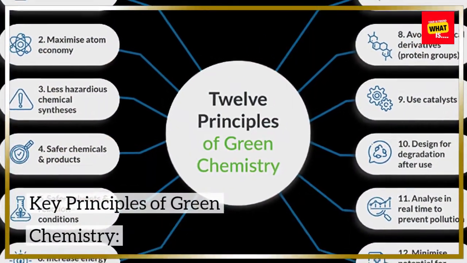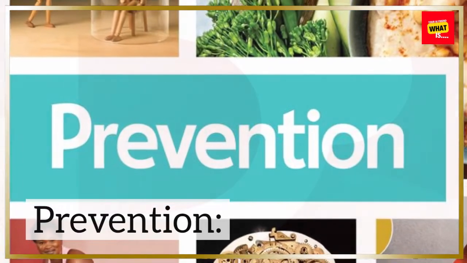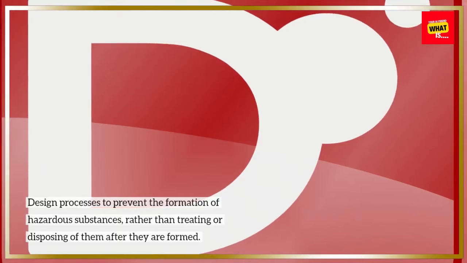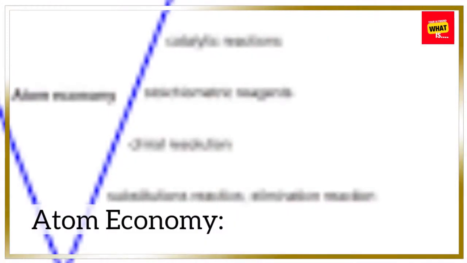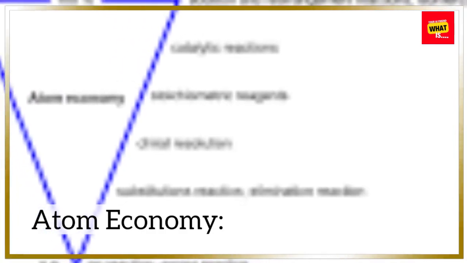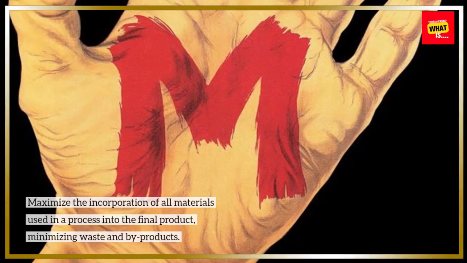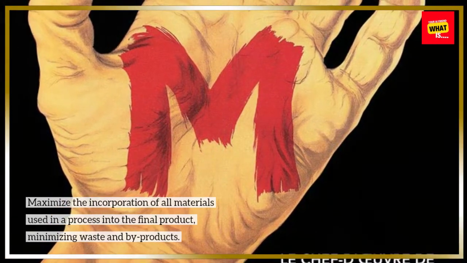Key principles of green chemistry. Prevention. Design processes to prevent the formation of hazardous substances, rather than treating or disposing of them after they are formed. Atom economy. Maximize the incorporation of all materials used in a process into the final product, minimizing waste and byproducts.